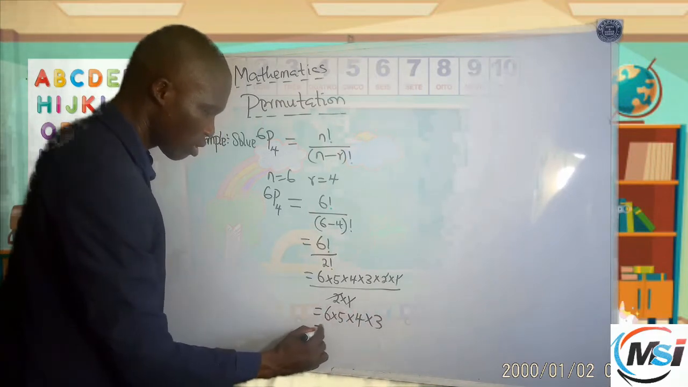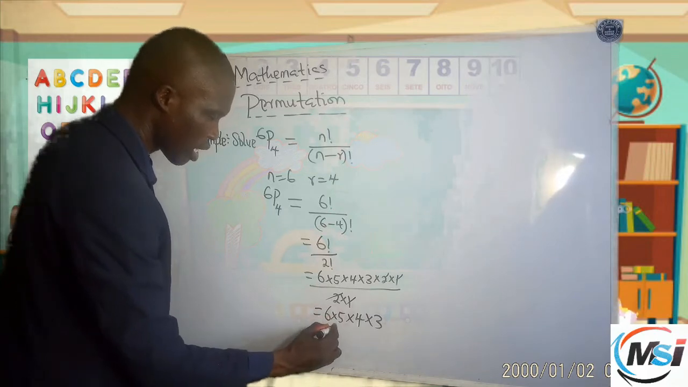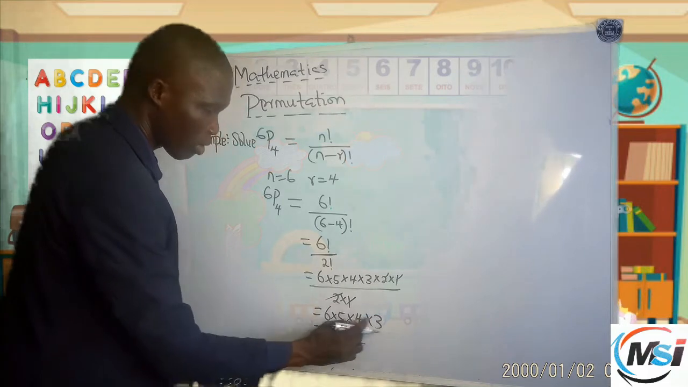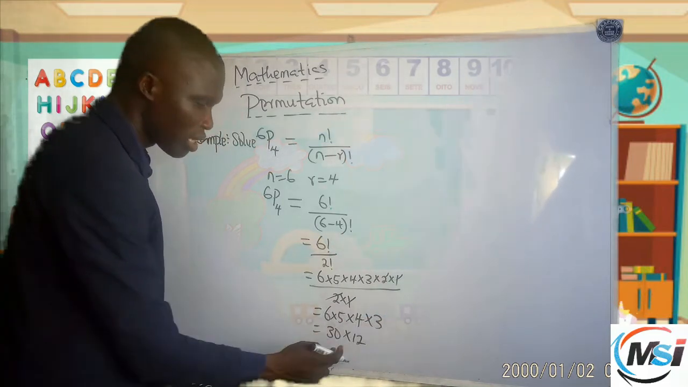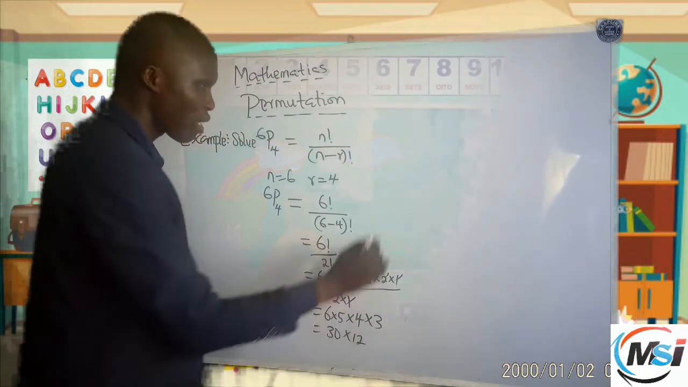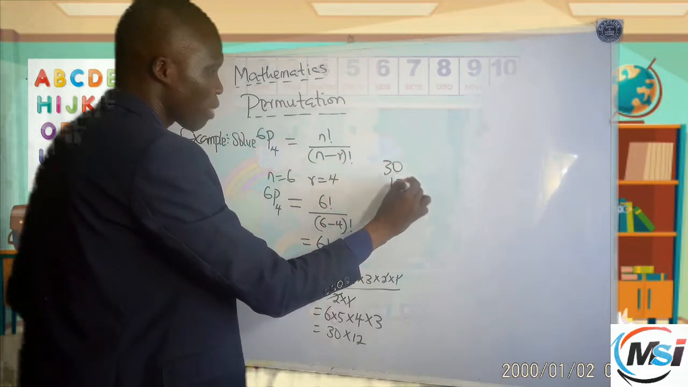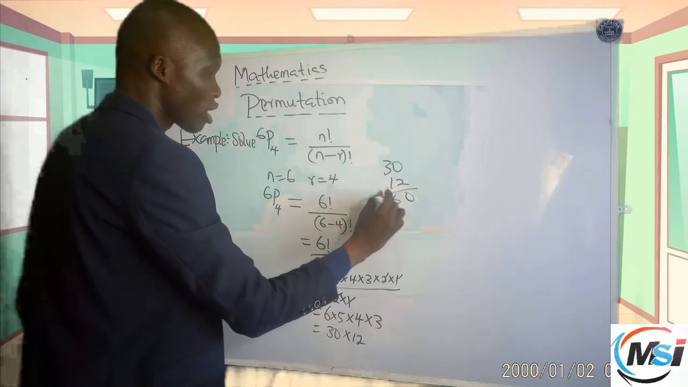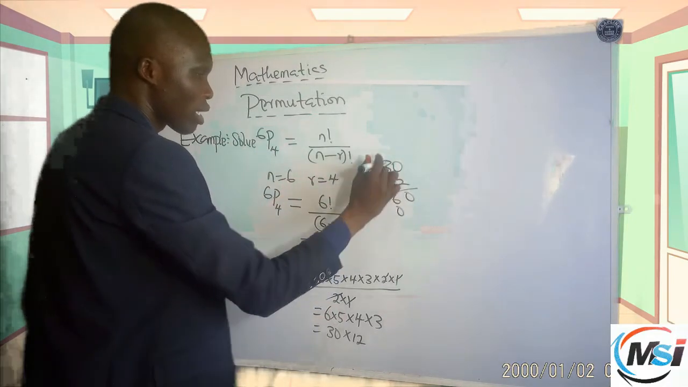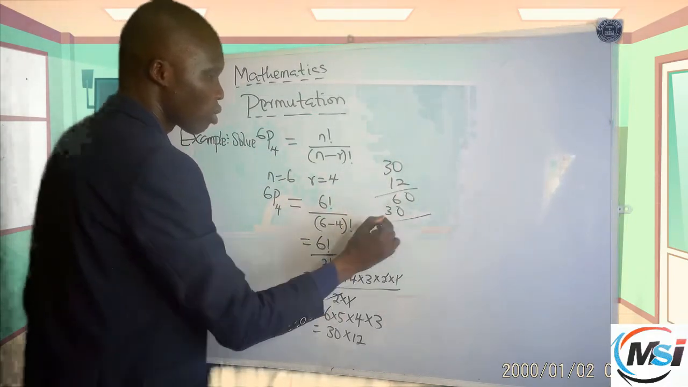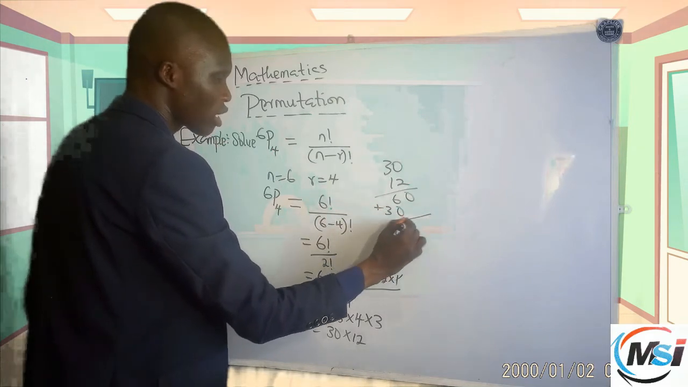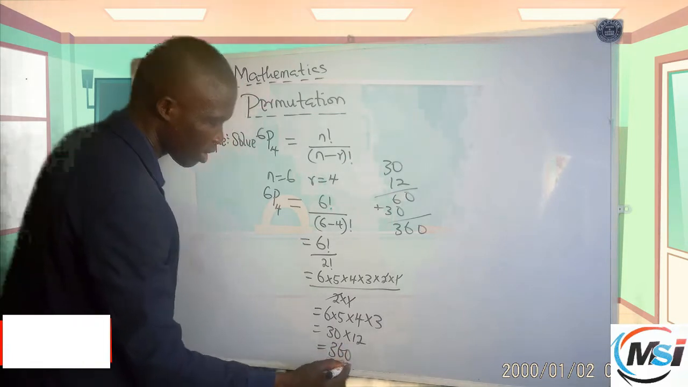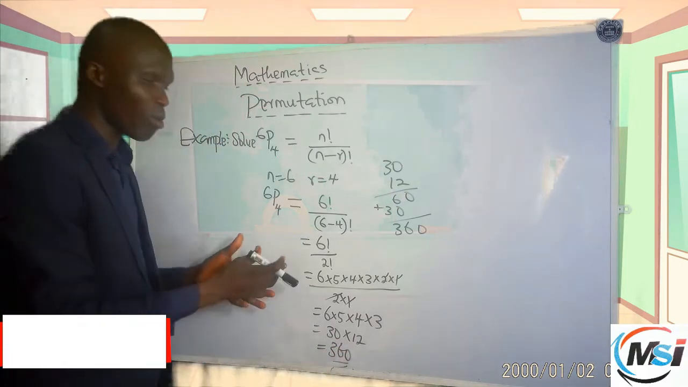Now do that. This will give us 30 times 12. 4 times 3 will give us 12, right? Now let's multiply 30 by 12. 2 times 0 is 0. 2 times 3 is 6. 1 times 0 is 0. 1 times 3 is 3. So add it together, we have 360. So this is what we call permutation.